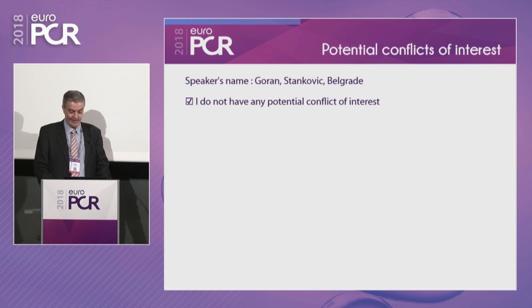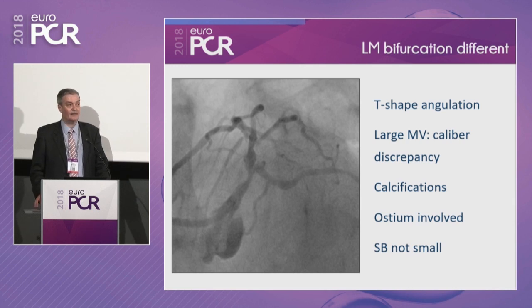I don't have any potential conflict of interest to disclose, but I think we should discuss today something that is really extremely challenging and that has some specific anatomical features. Left main bifurcation is slightly different from other bifurcations, and what makes that difference are certain anatomical characteristics that we want to know and we want to take into account when we are planning and performing PCI procedure. First of all, it's T-shape angulation. In CT 3D reconstruction, average mean angle of the left main is 80 to 85 degrees compared to 60 to 65 for LAD diagonal, for example.